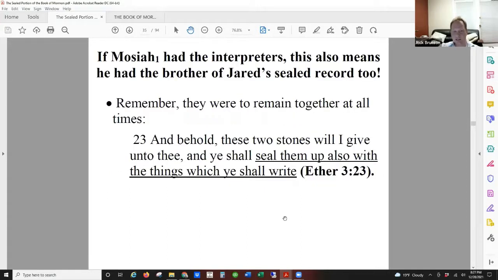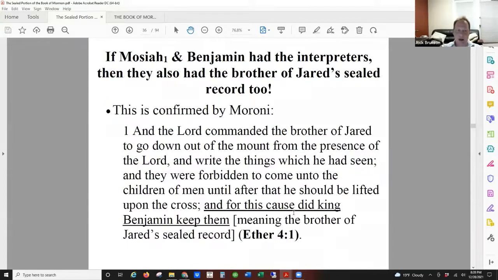And that is, if Mosiah the elder had the interpreters, this also means he had the brother of Jared's sealed record too. Remember, they were to remain together at all times, sealed up together. So he had them both, I'm going to argue. So if Mosiah the elder and King Benjamin had the interpreters, they also had the brother of Jared's sealed record. And this is confirmed by Moroni.